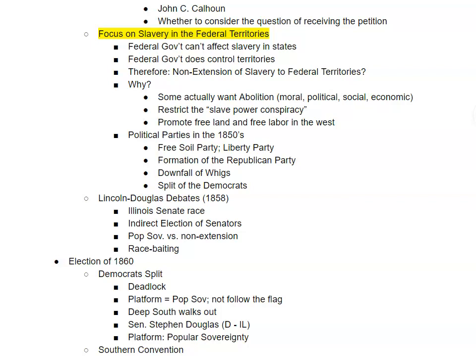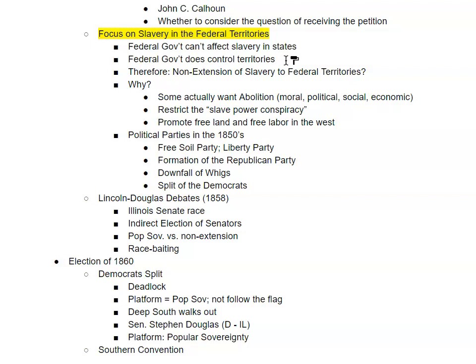In this video on the causes of the Civil War, we will focus on the issue of slavery in the federal territories and the election of 1860. We've been talking about the focus on slavery in the federal territories as the core cause of conflict leading up to the Civil War, because the federal government can't affect slavery in a given state. Federal government power does, however, fully extend to the territory of the United States, not the states, but the territories.